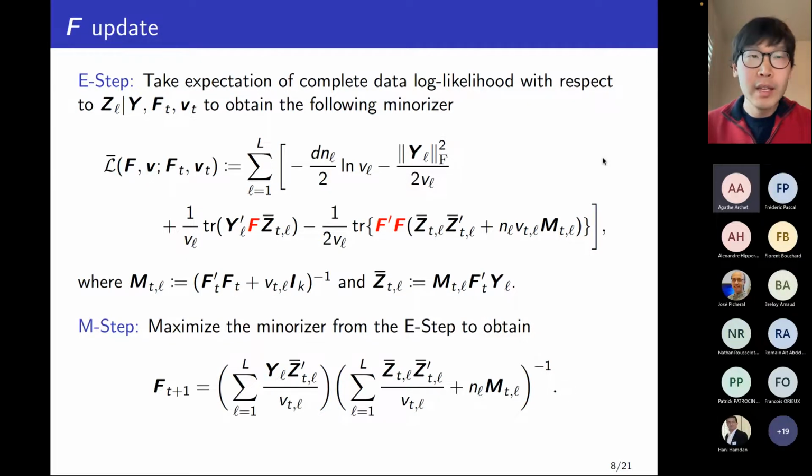So this is the F update, and as you can see, it's a standard approach of EM, and relatively straightforward to go through the steps. And so here is the update we get at the end, and this can be computed fairly efficiently. And so this ends up not being a bottleneck in the algorithm runtime. So now, with the F step complete, I'm going to move to the V update.